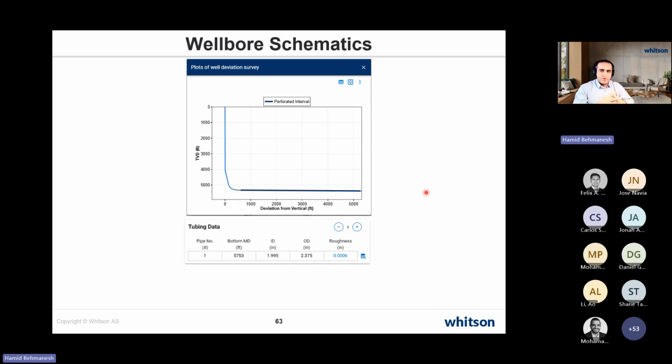Next one, it's always important to get a wellbore schematic. This is a very nice example that we're going to go through as well.